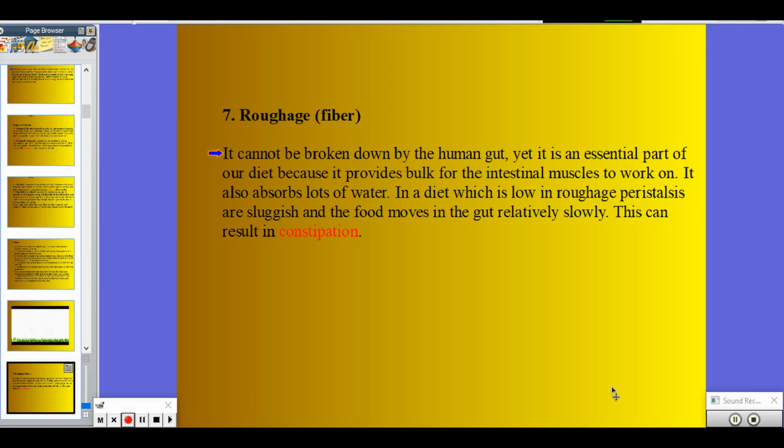This cannot be broken down by the human gut, yet it is an essential part of our diet because it provides bulk for the intestinal muscles to work on. It also absorbs a lot of water. In a diet which is low in roughage, peristalsis is sluggish and the food moves in the gut relatively slowly. This can result in constipation.